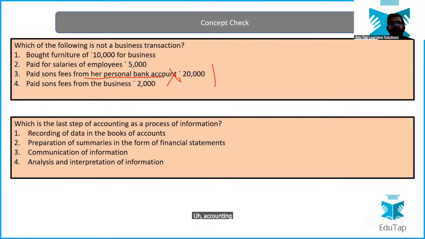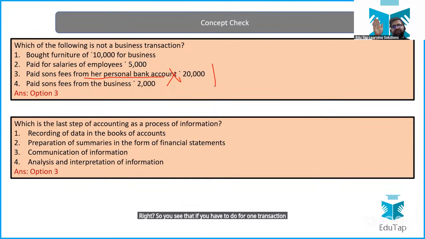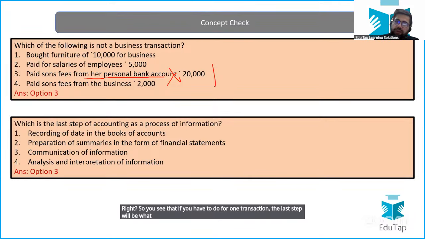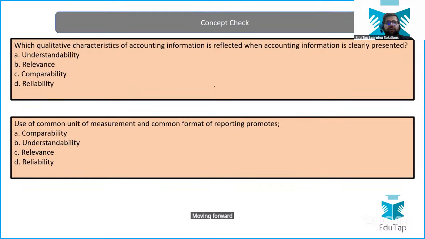Accounting as a process of information. What is the last step? Yes, the last step will be communication of information. So you have identifying, measuring, recording, and communicating. So you see that if you have to do it for one transaction, the last step will be communicating only.